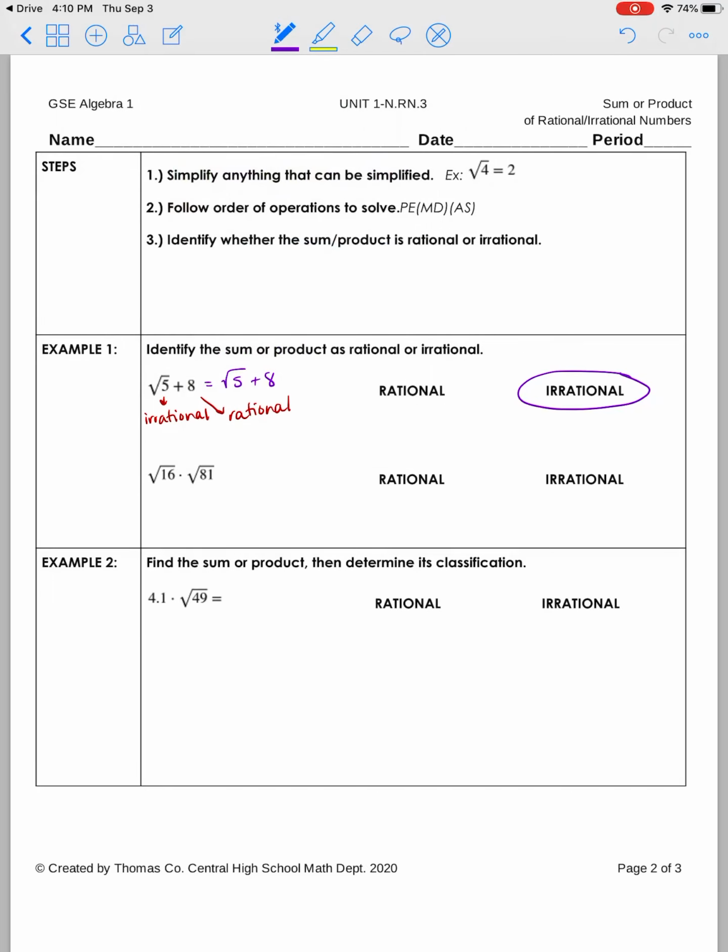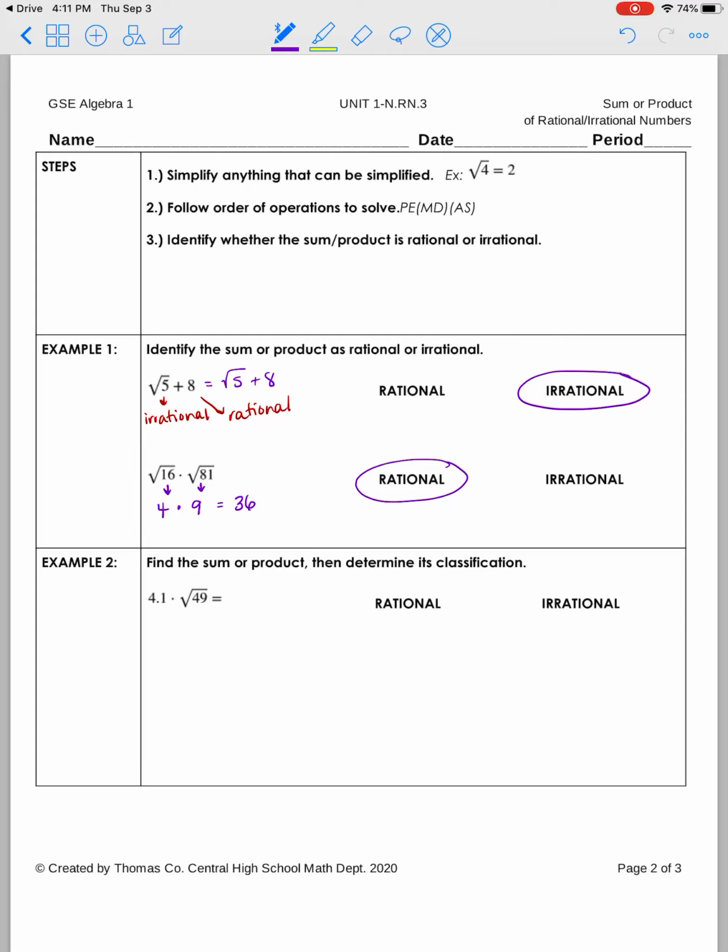Okay, next one, the square root of 16 times the square root of 81. Well, I know that the square root of 16 is 4, because 4 times 4 gives me 16. And I also know that the square root of 81 is 9. So I can simplify those, and 4 times 9 gives me 36. And 36 is a rational number.